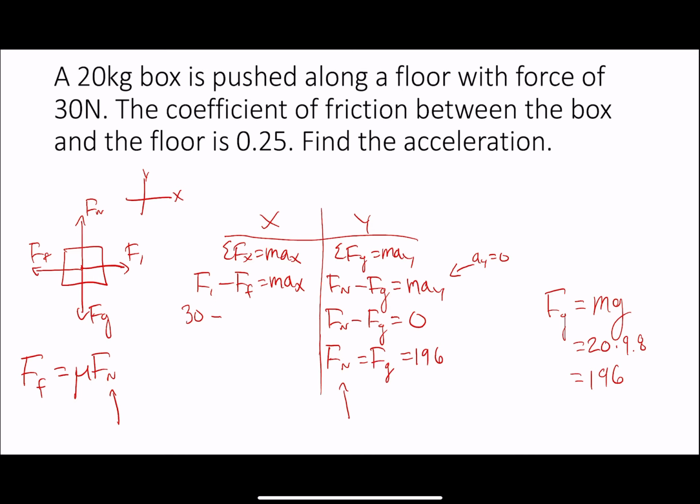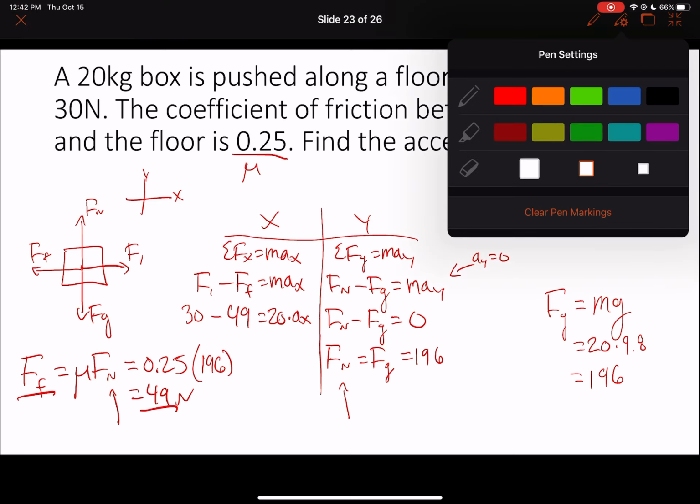So we can plug it in over here. Mu is 0.25, as given right here, the coefficient of friction, same thing as mu. And our normal force is 196, and so we multiply them, you get 49. So it means our frictional force is 49 newtons. Our mass is 20. We're looking for acceleration. And now I'm going to erase a little bit so we can solve.